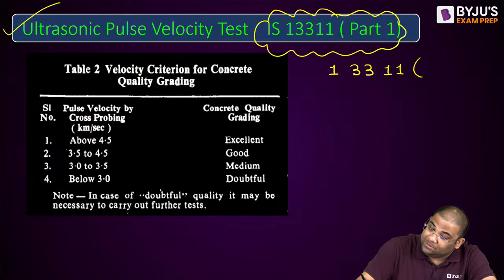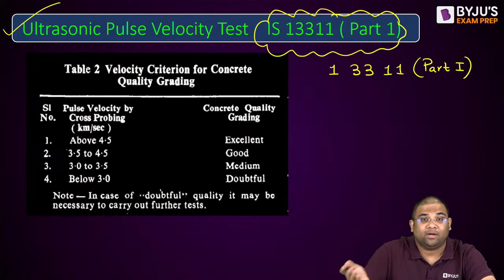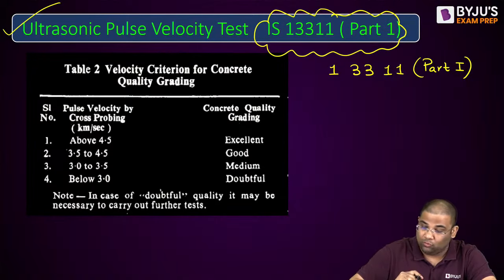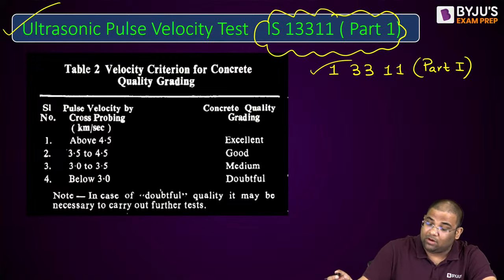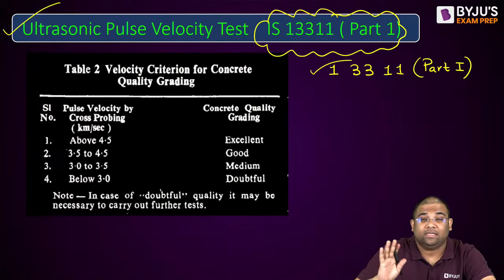IS 13311, and it's part 1. It is very important because there's a part 2 also. We'll see part 2 later. So this deals with what? The ultrasonic pulse velocity test.